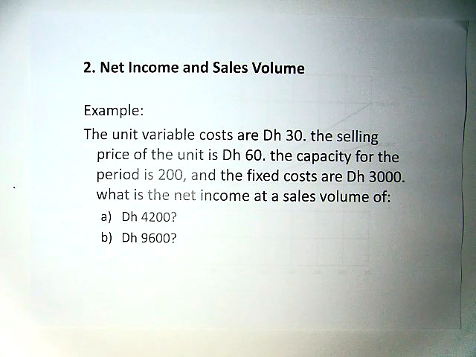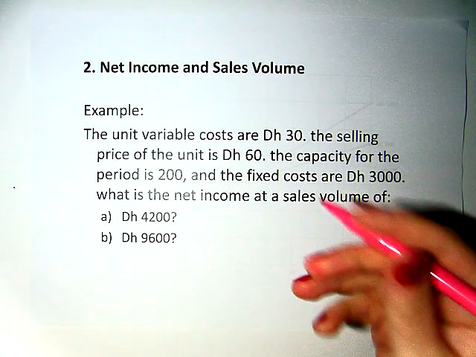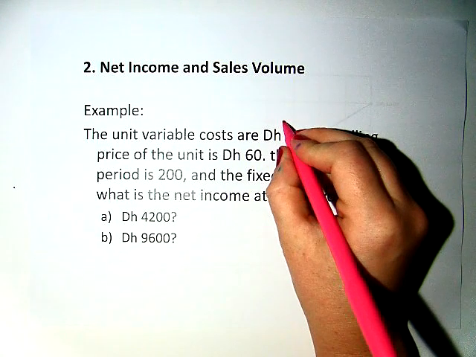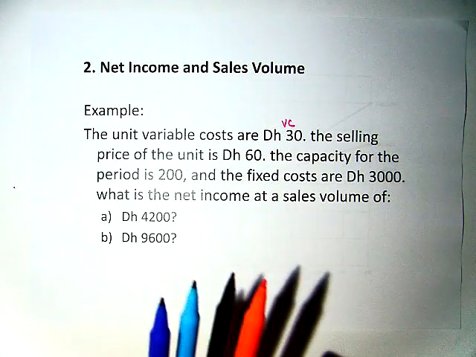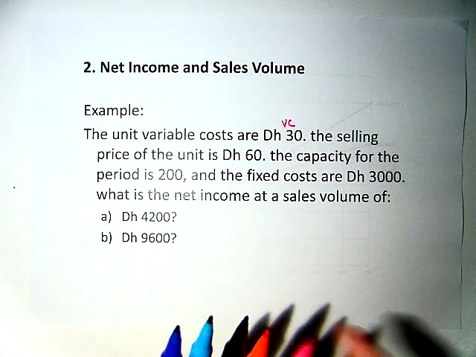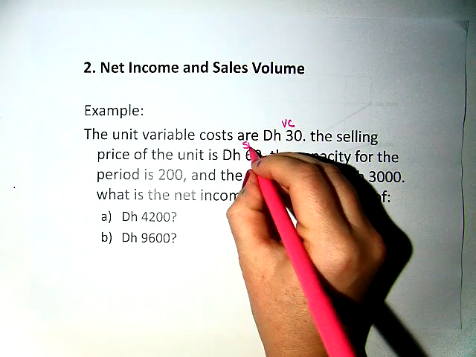So now we're going to look at net income and sales volume. The unit variable costs are 30 dirhams. Okay, so because it's cost, this goes with our total cost equation. Variable cost of 30 dirhams. The selling price of the unit is 60 dirhams.